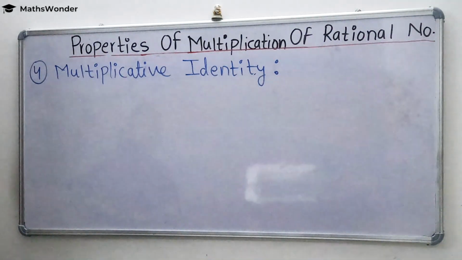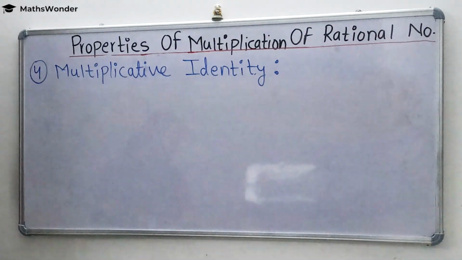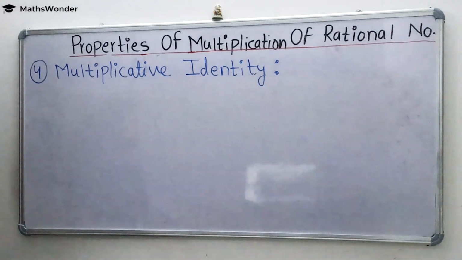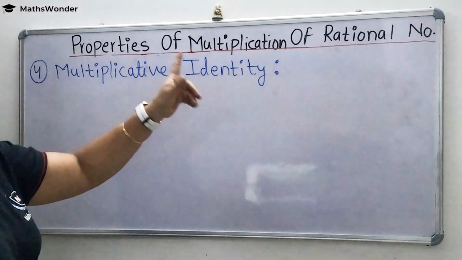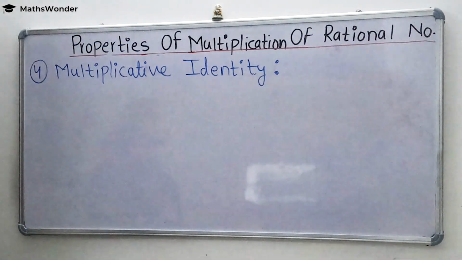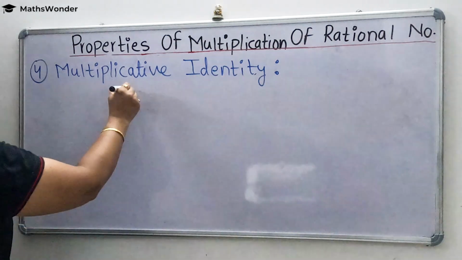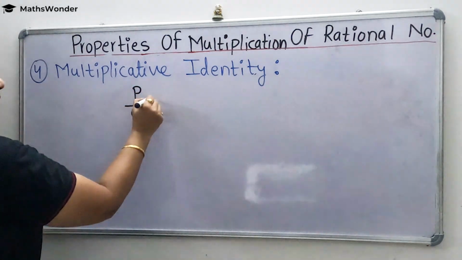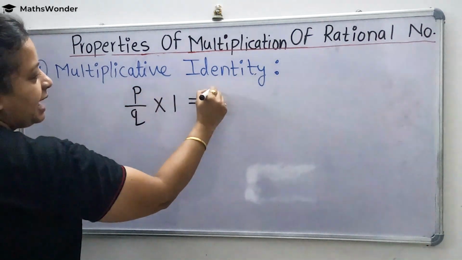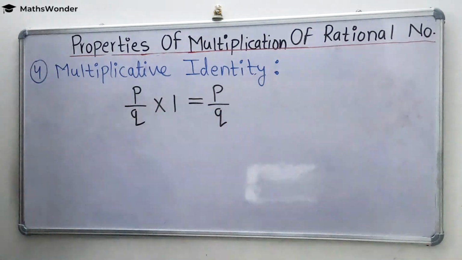So the fourth property of multiplication is the multiplicative identity, which is an important property of multiplication, like in addition. In addition, we learned the additive identity, which was 0. Now, see what the multiplicative identity is. The multiplicative identity is the product of a rational number and 1. The product of a rational number and 1 will give the rational number only.